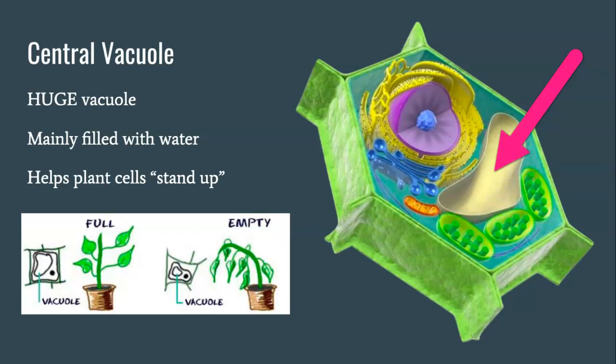Maybe you've noticed a plant droop over on a hot day. That's because the vacuole doesn't have enough water to help the plant stand upright.